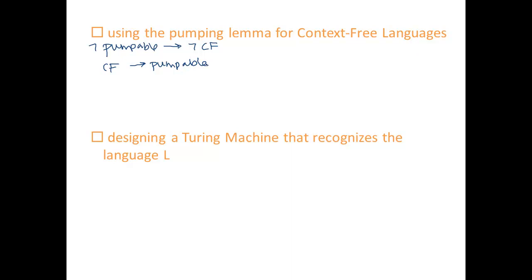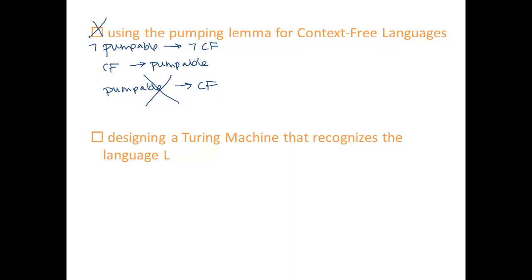Okay, so here we don't have that pumpable implies context-free. Okay, this is not true. We don't get that from the lemma. It might be the case that something is pumpable and not context-free. The only thing we can use the pumping lemma for is to prove that something is not pumpable and therefore cannot be context-free. So we can't use this to prove that something is context-free.